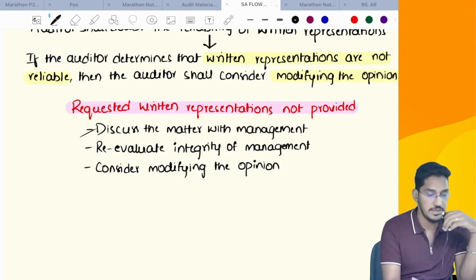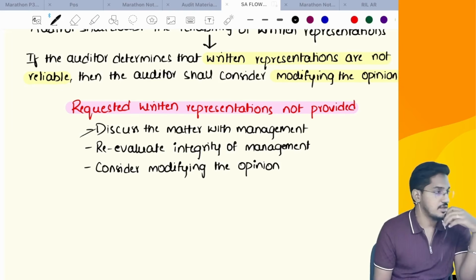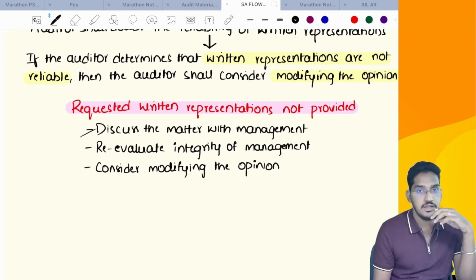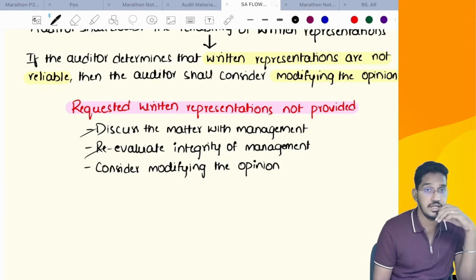First, I should go and discuss. Be a gentleman once again. Go and discuss with the management: sir, why are you not giving me written representation? If they give it, well and good, fine. If even after discussion they are not giving the written representation, then what we should do is re-evaluate the integrity of the management.